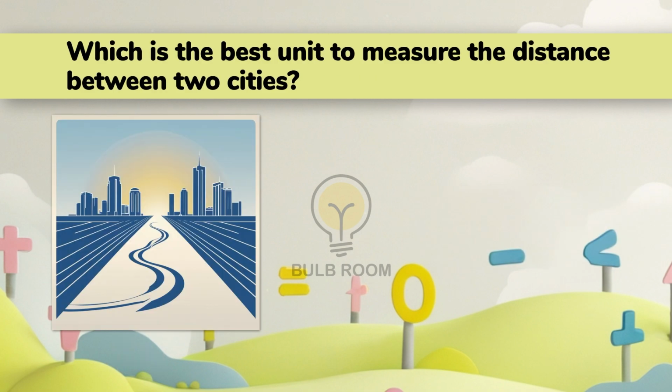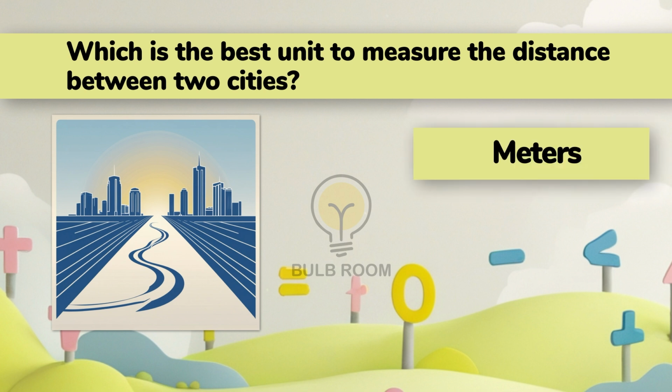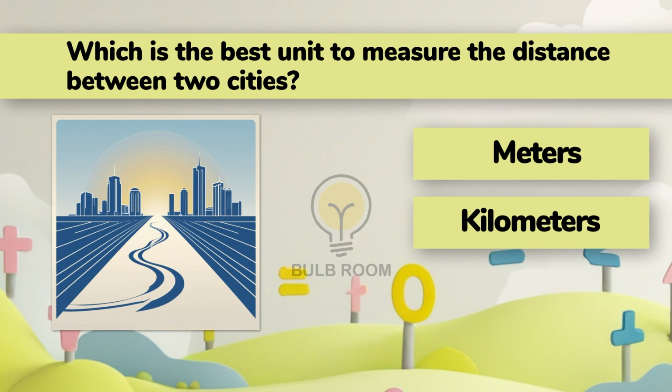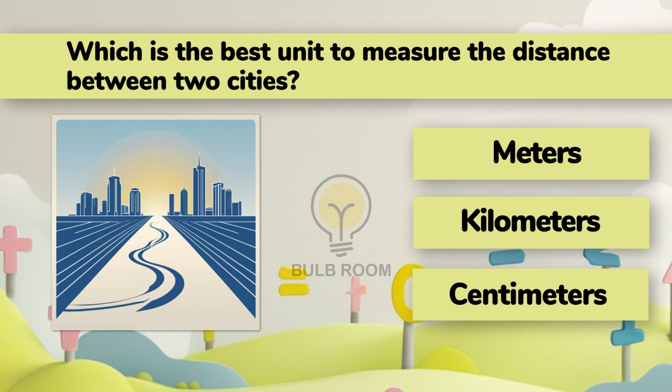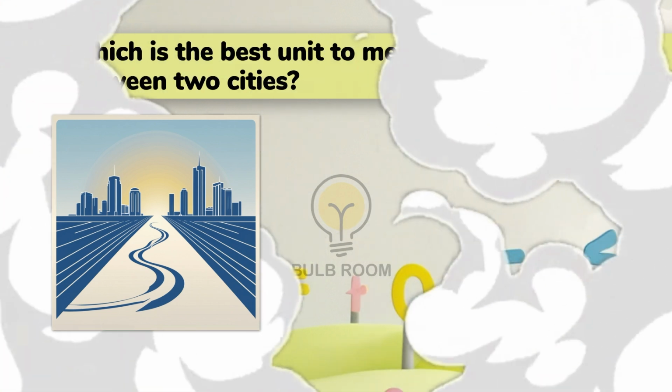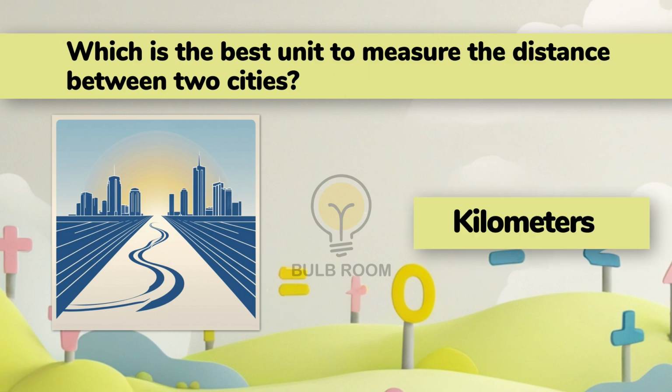Which is the best unit to measure the distance between two cities? Meters. Kilometers. Centimeters. The right answer is Kilometers.